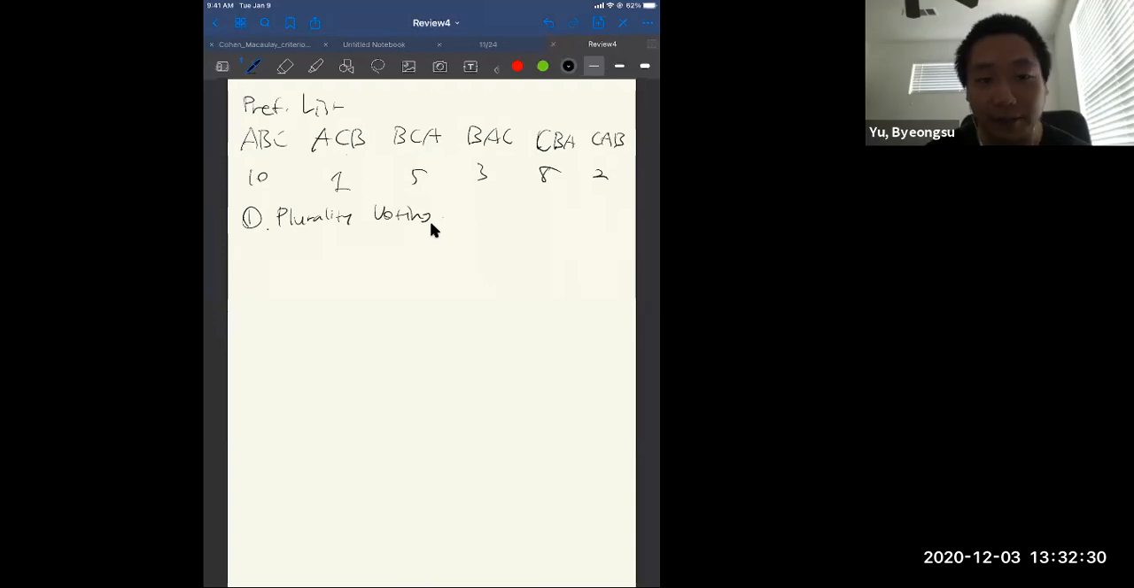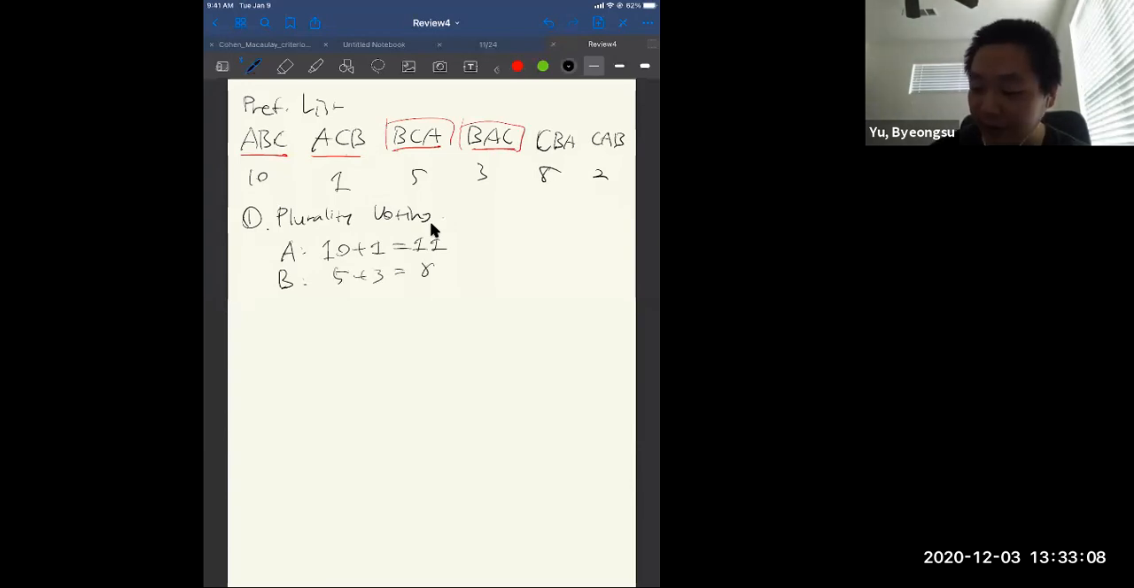In the case of plurality voting, what you need to do is just check the number of votes where a candidate is the first preference or first rank. For example, A is chosen by the ABC and ACB preferences, so A got 10 plus 1, 11 votes. B was chosen by the people in the second group, so B got 5 and 3, 8 votes. And C was chosen by the CBA and CAB people, so it should be 10.